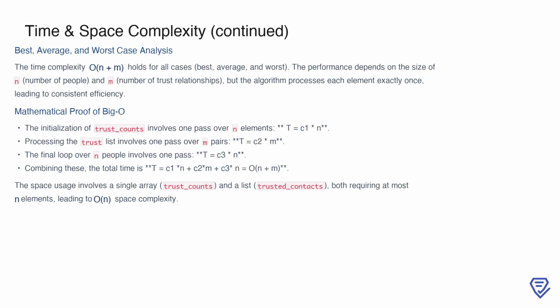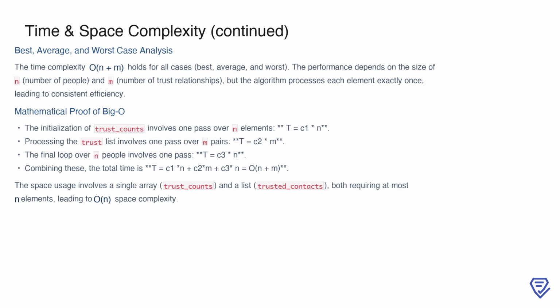The time complexity of n plus m remains consistent across best, average, and worst cases because each step of the algorithm processes its inputs exactly once. The performance depends on the values of n and m, but the linear nature of the algorithm ensures predictable efficiency. Mathematically, we can verify this big O calculation.